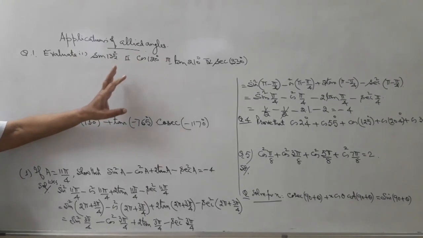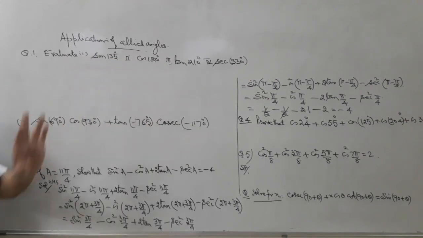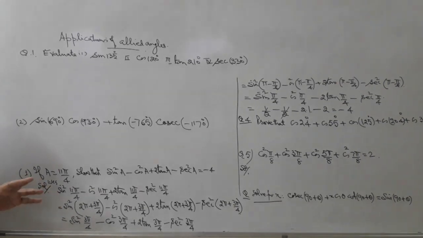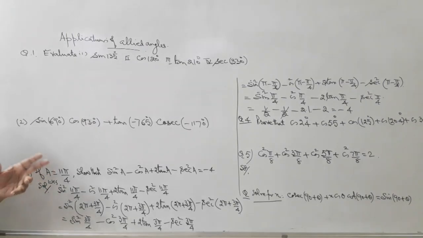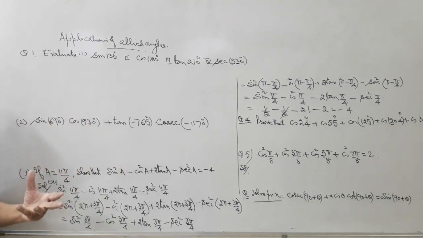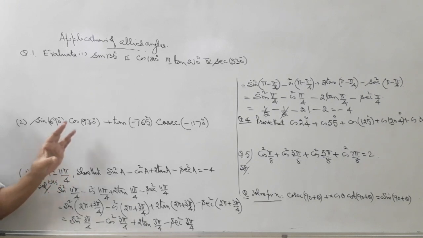Previously we have done the results of allied angles in our lesson number 6, but we have done sin 90 minus theta, cos 180 plus theta and so on. So let us now come to some of the applications of the results we established last time.